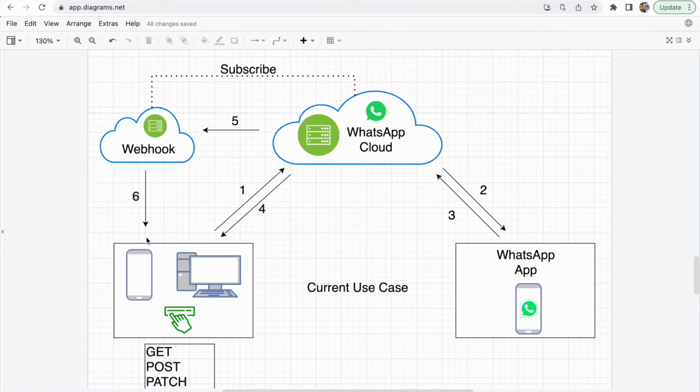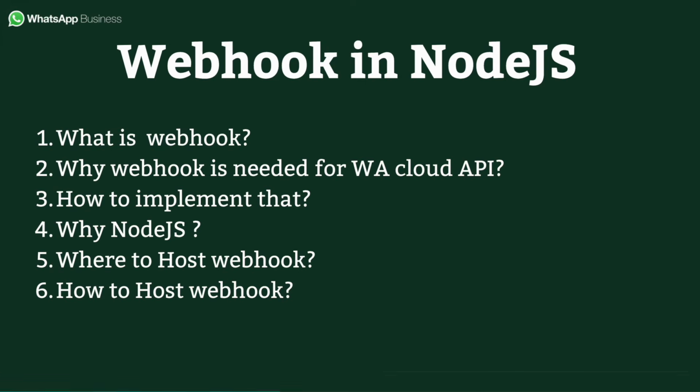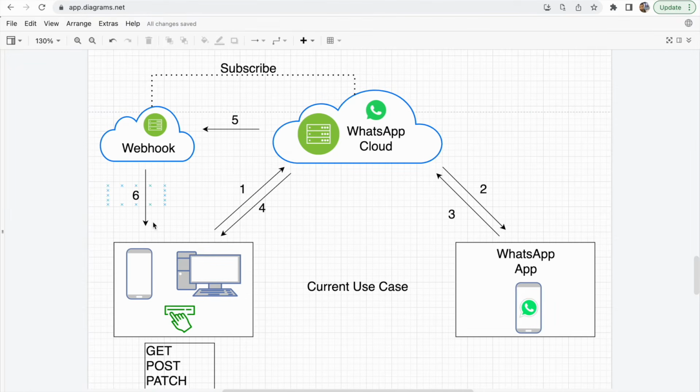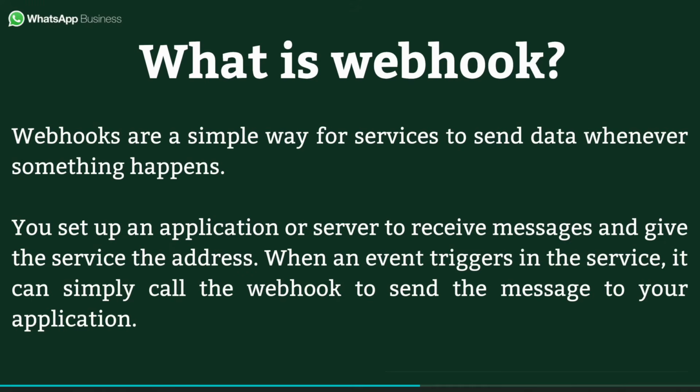Now we can see the definition. Webhooks are a simple way for services to send data whenever something happens. You set up an application or server to receive messages and give the service the address. When an event triggers in the service, it can simply call the webhook to send the message to an application. Actually they mean this. Whenever something happens, it will send the message to the webhook, and from the webhook we can get the response.